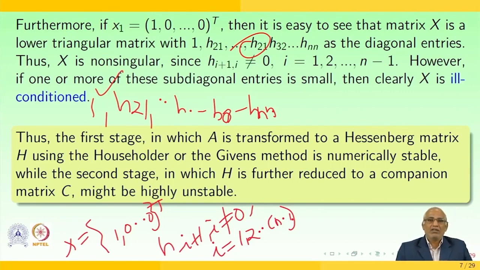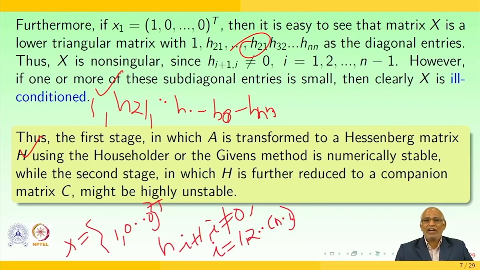Thus, the first stage, in which A is transformed to a Hessenberg matrix H using the Householder or the Givens method, is numerically stable.